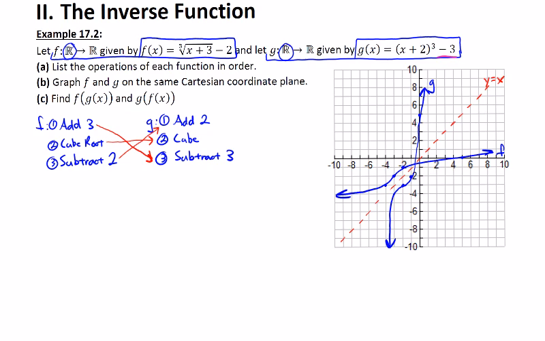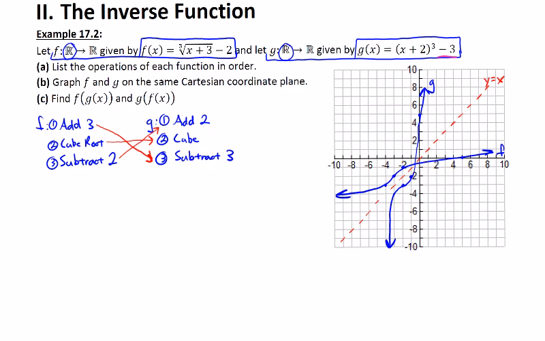If I was to fold a piece of paper on this line, let's say that we had the graph on a piece of paper, and you fold on that line, the graph of f and the graph of g would become indistinguishable. You wouldn't be able to tell the difference between the two. They would land right on top of each other. So this is a very interesting observation about these two functions.